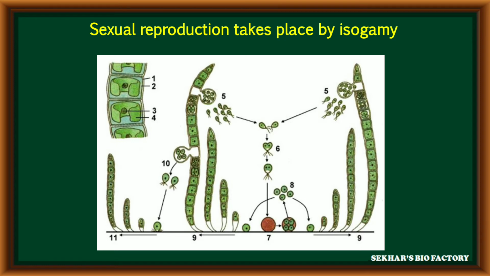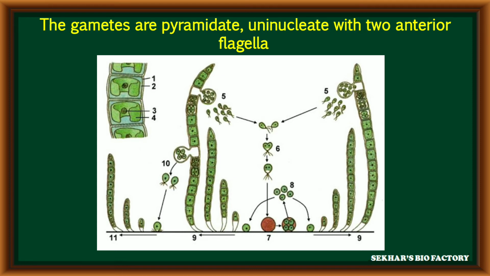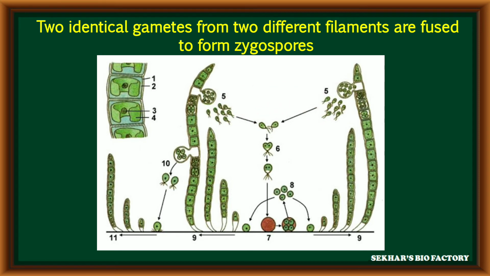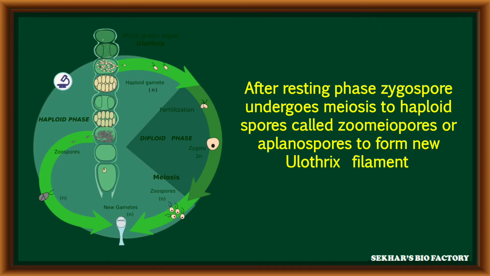Sexual reproduction in these members takes place by isogamy. In this isogamy, the pyriform, uninucleate, two-flagellate gametes are identical to each other. These are produced from opposite or different filaments. The two identical gametes in Ulothrix undergo fusion to form a diploid zygospore. This diploid zygospore, after a resting phase, undergoes meiosis to form haploid spores. Then it becomes a new Ulothrix filament.